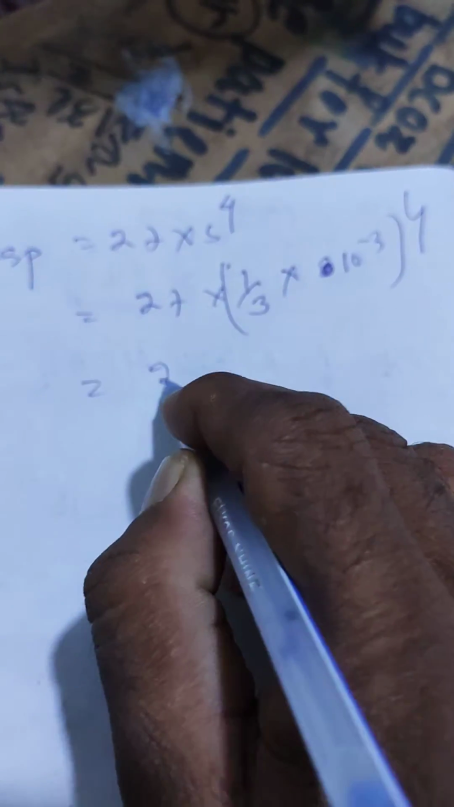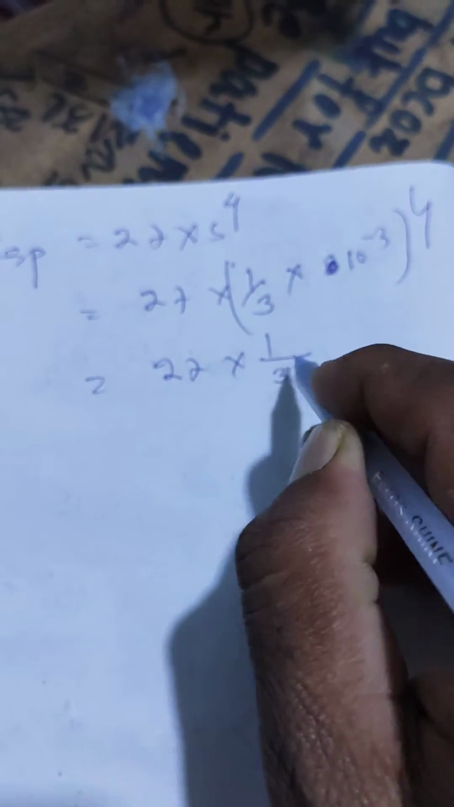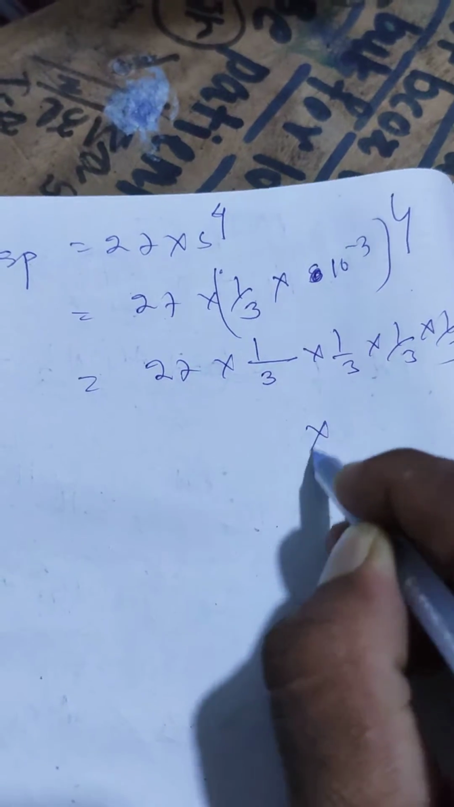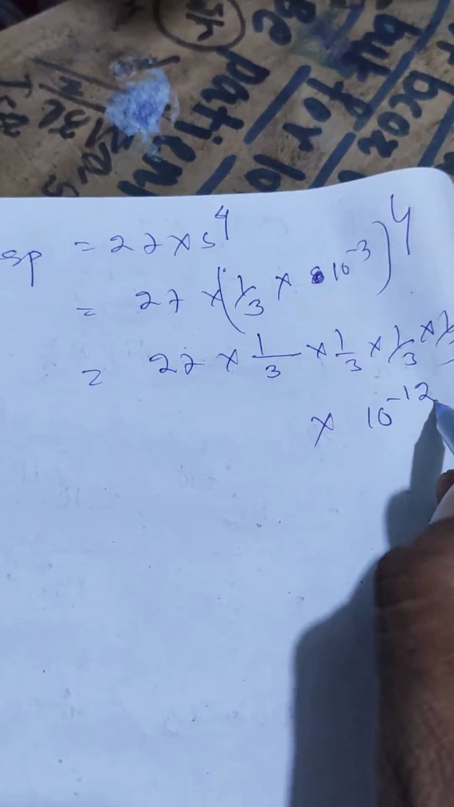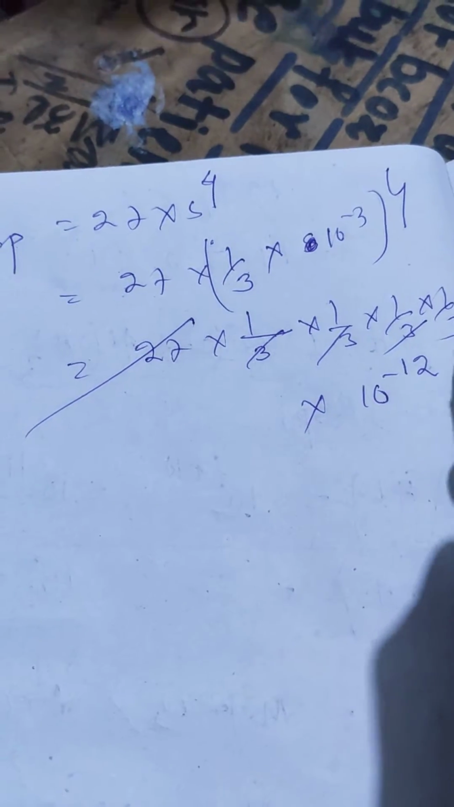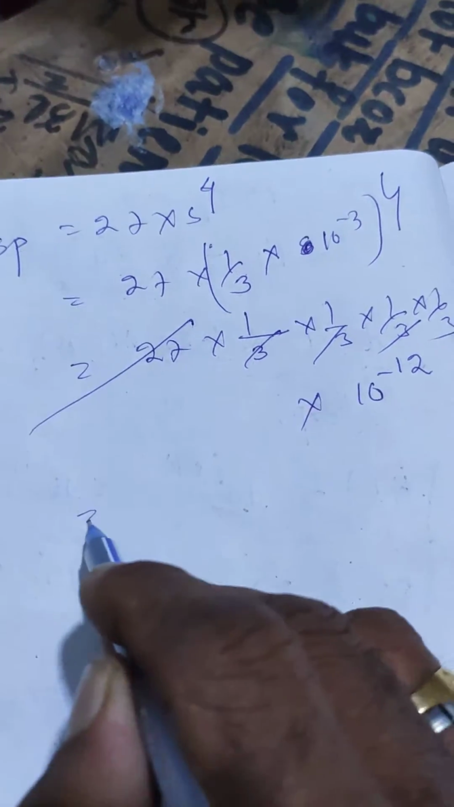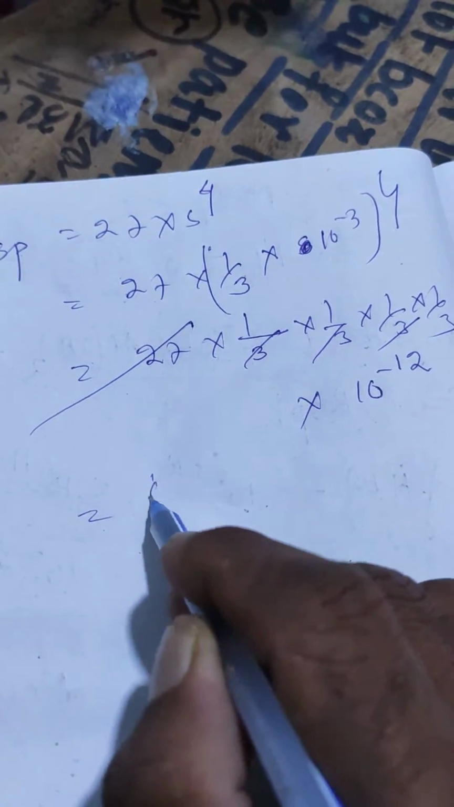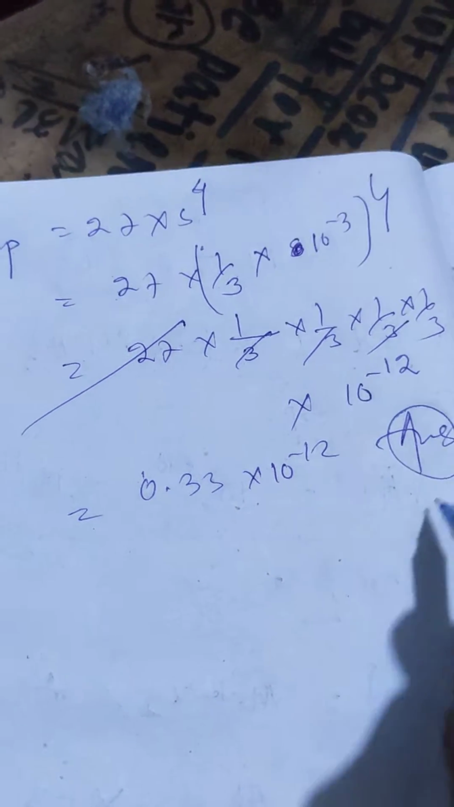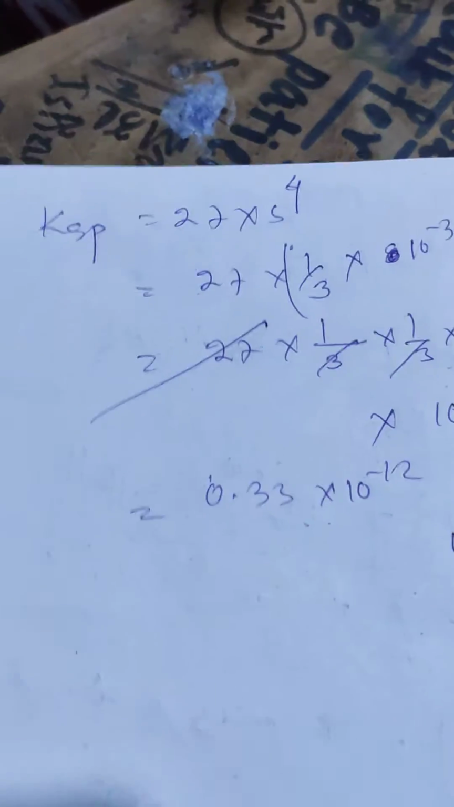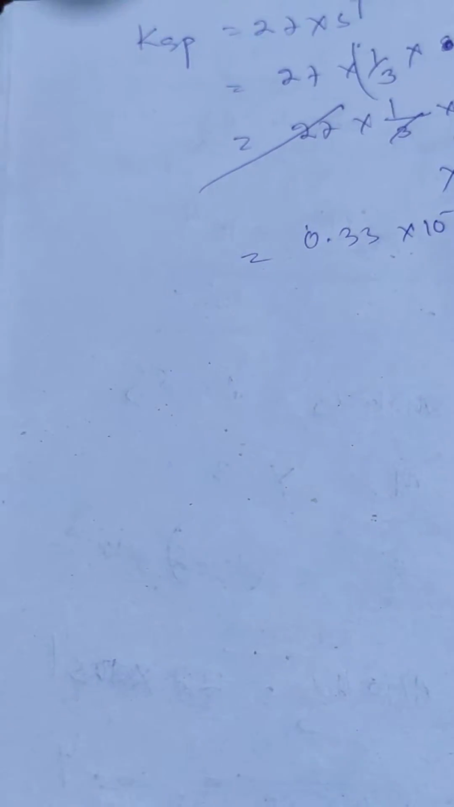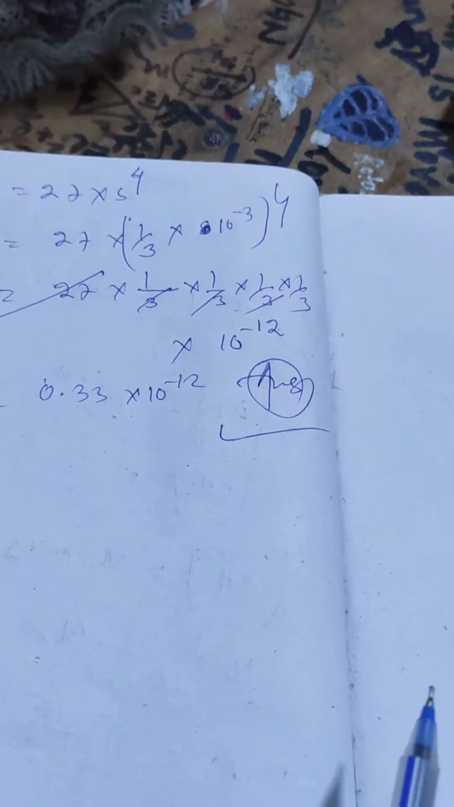So then it will be 27 into 1 by 3 into 1 by 3 into 1 by 3 into 1 by 3 into 10 to the power minus 12. So the 3 will be cancelled. So only remaining is 1 by 3. 1 by 3 is equal to 0.33 into 10 to the power minus 12, and that is the answer. Okay. So this way you can calculate the reverse type of problem. Are you clear? Okay. So this is all about the solubility product.